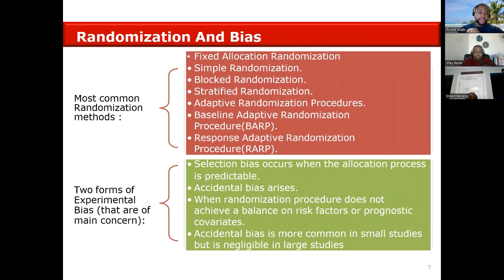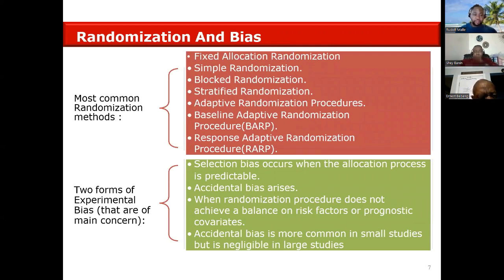Randomization and bias. The most common randomization methods include fixed allocation, simple randomization, block randomization, and stratified. So these are all the different randomization types that are involved. Each study may choose one form of randomization, or some may even choose more than one, depending on the complexity of their study and how they are analyzing it.